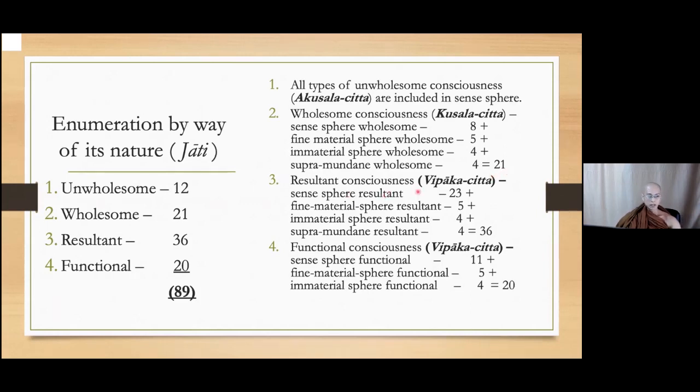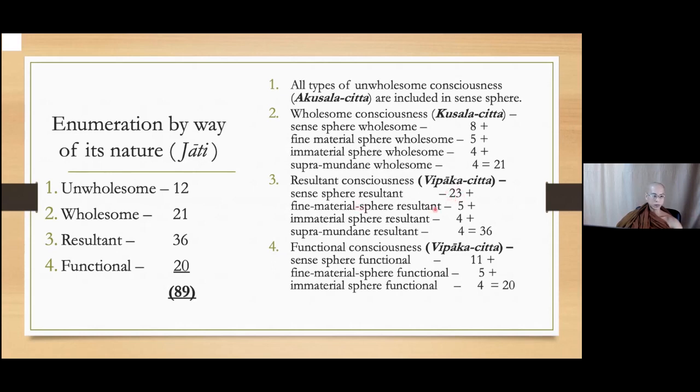And resultant consciousness is also the same. It is produced by the wholesome and unwholesome. So wholesome consciousness is related to all types of planes, and resultant consciousness is also related to all types of planes. But sense sphere resultant consciousness is 23, because the wholesome resultant and unwholesome resultant come together, so it's much more than the wholesome number, and becomes 23.